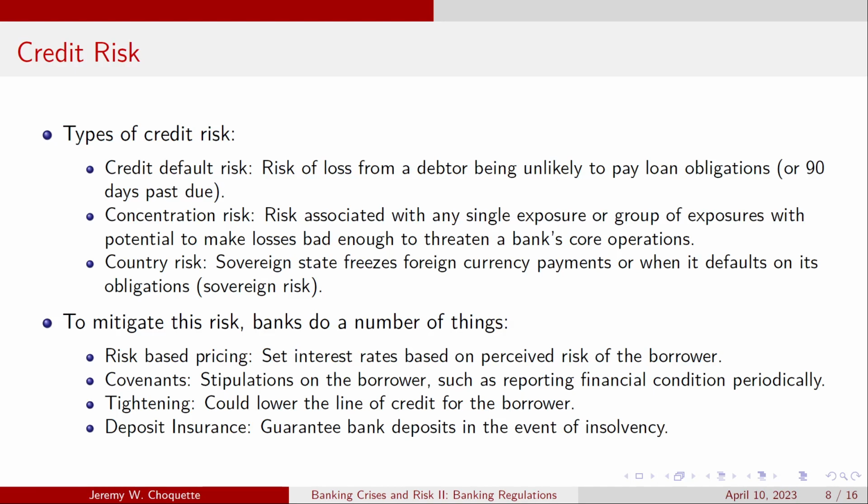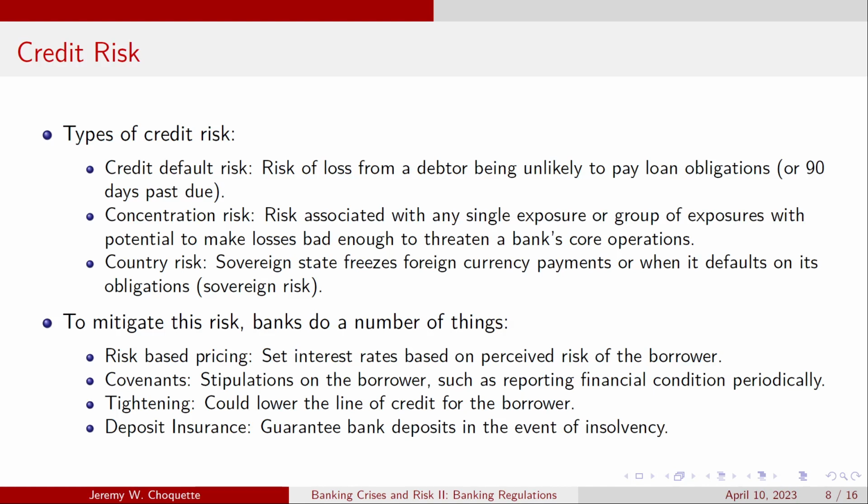And then we have stipulations on the borrower, such as reporting the financial condition periodically. So let's say you lend money to a business and you're like, I'm lending this money to you, but this is kind of a risky loan that I'm making here. So what I want is, if I'm going to give you this money and you're going to pay it back, I'm going to need to know what your financial conditions are, right? So let's say you'll have to report those to me quarterly in order to remain in good standing for the repayment of the loan.